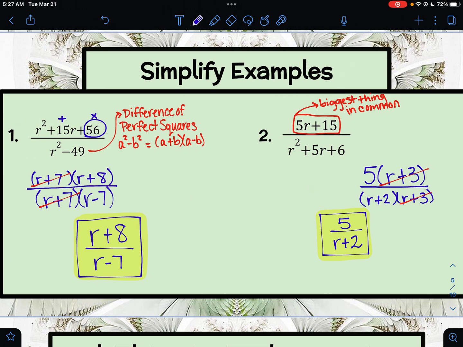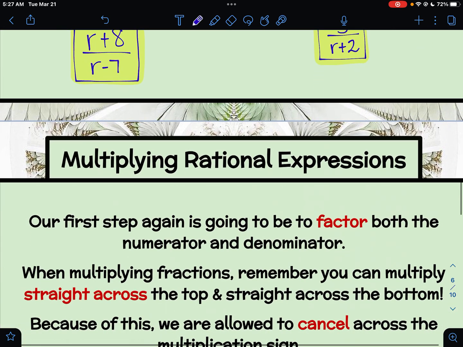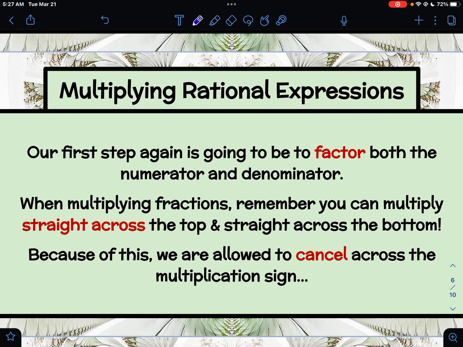Okay. So those are just some simple examples of simplifying rational expressions. We need to take it a couple steps further. We need to do multiplying rational expressions, and we also need to do dividing. So today you are going to look at multiplying rational expressions because it's not super different. There's just a little bit more factoring involved. Our first step, again, when we're multiplying rational expressions, is going to be to factor both the numerator and the denominator. The first thing you should always do is just factor everything you see.